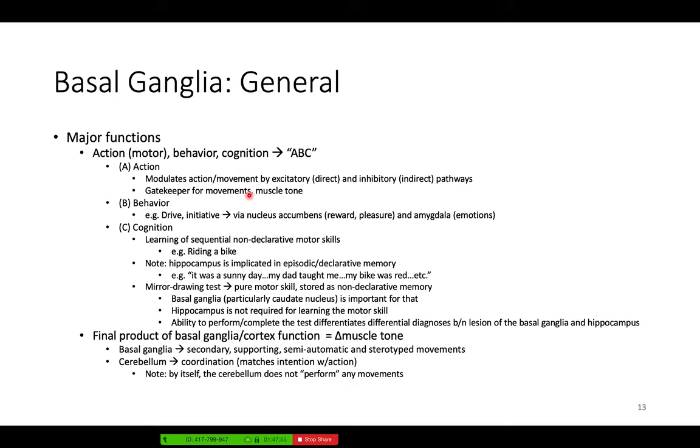We want to make sure when we raise our hand from here to here, we're not overshooting it. We're not trembling when we get there. We're not undershooting it. And so the basal ganglia is going to be important for modulating action, gatekeeper for movements, muscle tone. How much force are we putting into our movements? This is kind of our regulatory system to make sure we're not overdoing it or underdoing it. Okay? Behavior, our drive and initiative in our nucleus accumbens and the amygdala, as well as cognition, learning certain skills. And the final product of basal ganglion cortex function is a change in muscle tone.